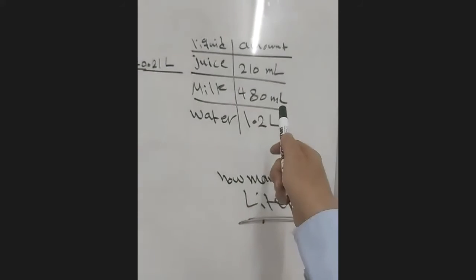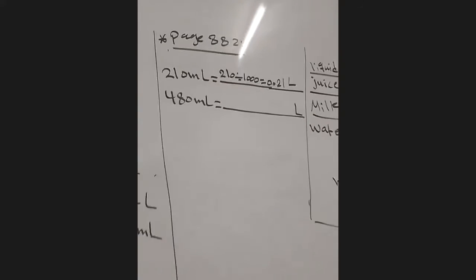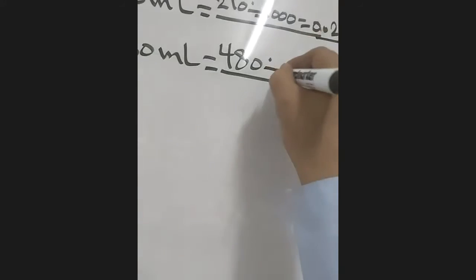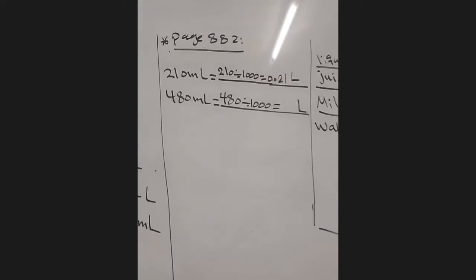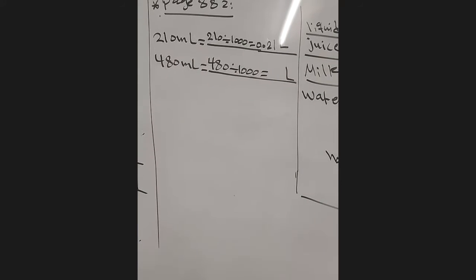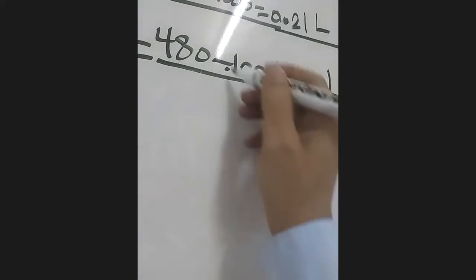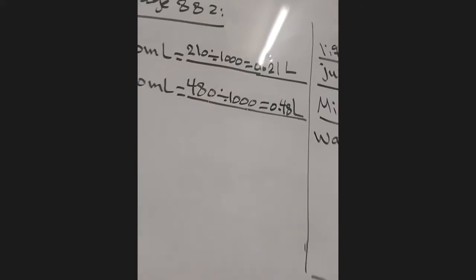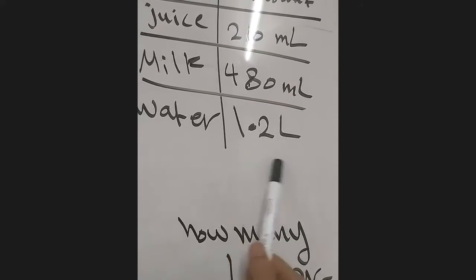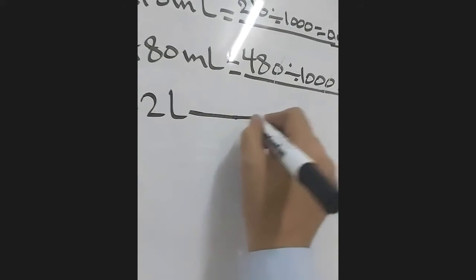So I turned the juice from milliliters to liters. Now I want to turn the milk also from milliliters to liters. We have 480 milliliters. How much in liters? We divide by 1,000 also. We cross zero with zero. We have a decimal here, go back two digits. The answer will be 0.48. But the third one, do we need to turn it? No. The water is already in liters, no need to turn it. So the 1.2 liters is still 1.2 liters.